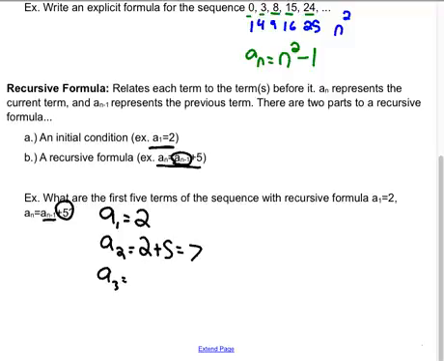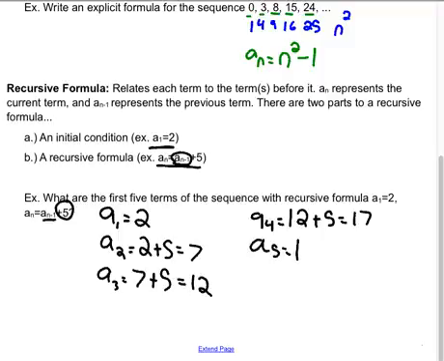How do I find the third term? Well, I have to follow the same pattern. Take the previous term and add 5 to it. How do I get the fourth term? a4. Well, same thing. Previous term plus 5. And what about the fifth term? Same thing. Take the previous term and add 5 to it.